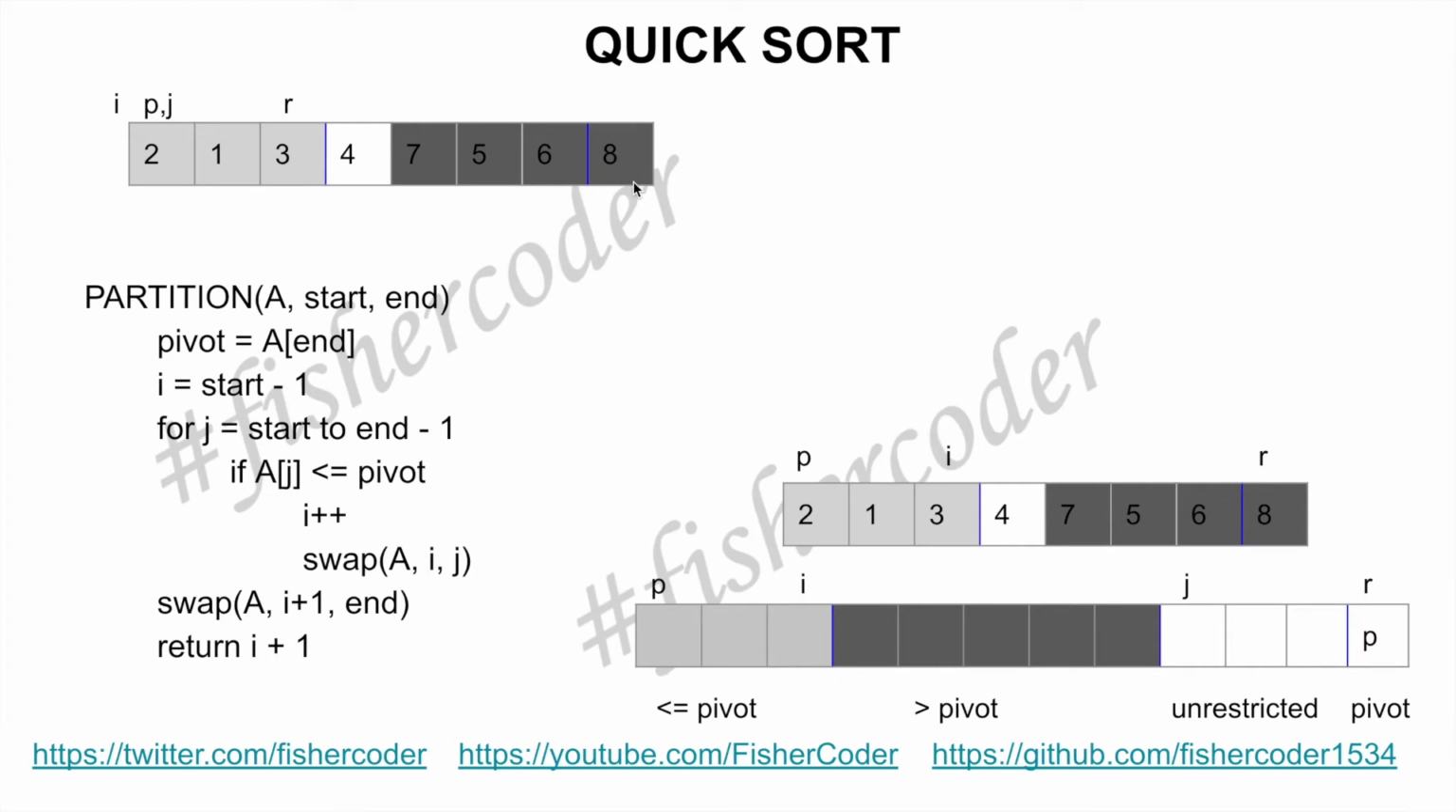So now we have 3 as the pivot. We'll check and swap. First we found 2. 2 is smaller than the pivot, so it's going to be swapped with itself, and then we increment j. We found 1. 1 is still smaller than the pivot 3, so 1 will swap with itself also. Then we finish this partition call, and we return the new pivot index, which is 2.